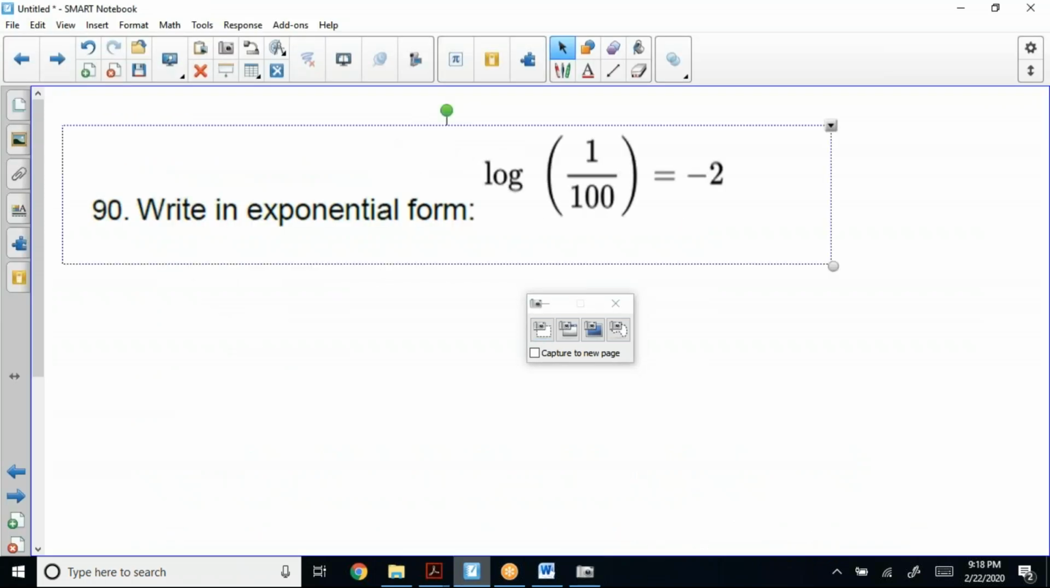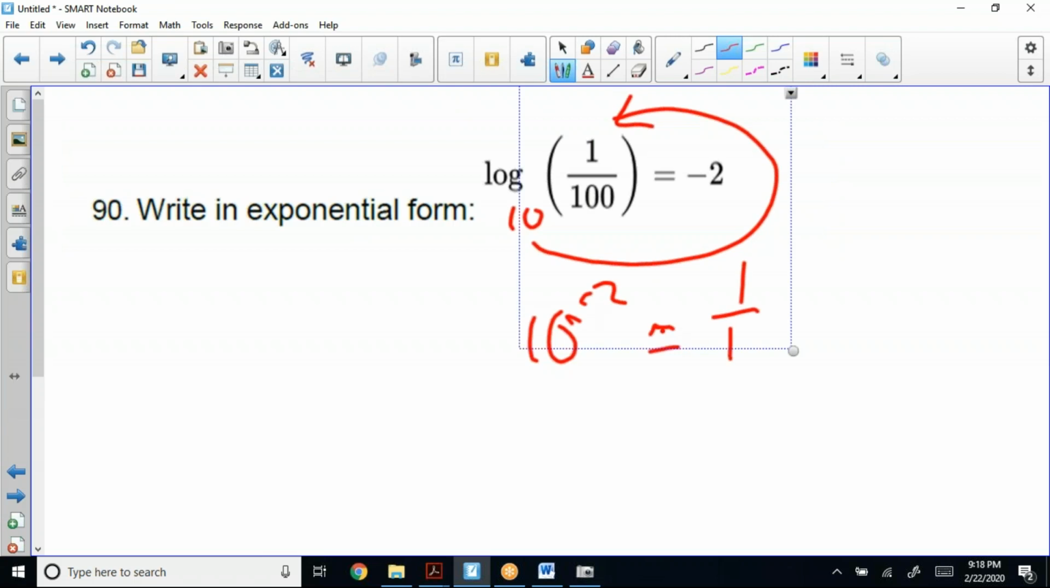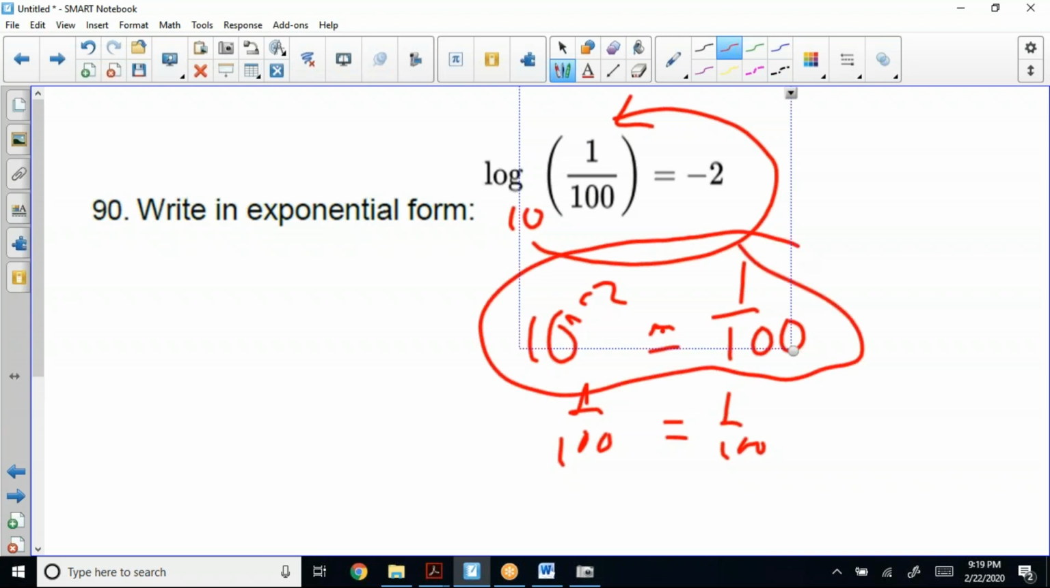Okay. This one says to write in exponential form, and of course, the base on this is 10. If you remember, we said the base of the log and the base of the exponential is the same. So that'd be 10 to the negative 2 equals 1/100. That's really 1 over 10 squared, which would be, yeah, this side does equal that side, right? But they are the same because negative power means it's going to be 1 over that, right?